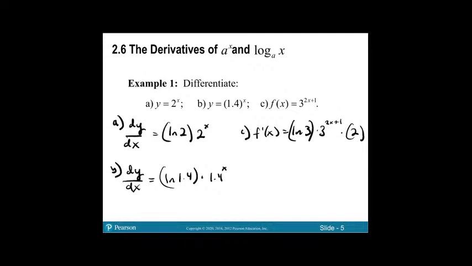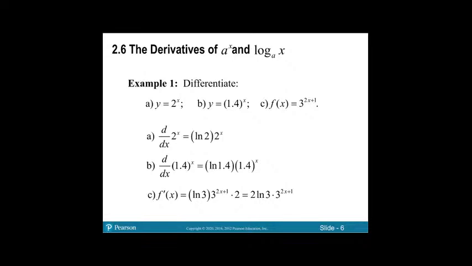Okay. So the first one, natural log of 2 times 2 to the power of x, the natural log of 1.4 times 1.4 to the power of x, 2 times the natural log of 3 times 3 to the power of 2x plus 1, right? I think we got all of that. Okay, that was fun.